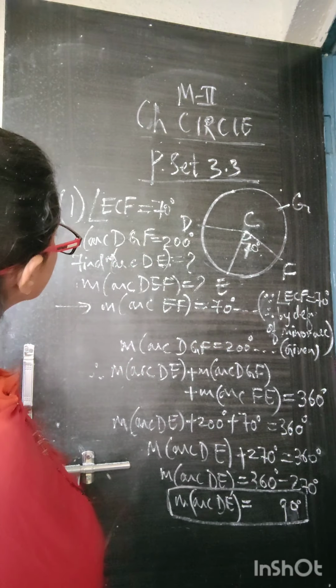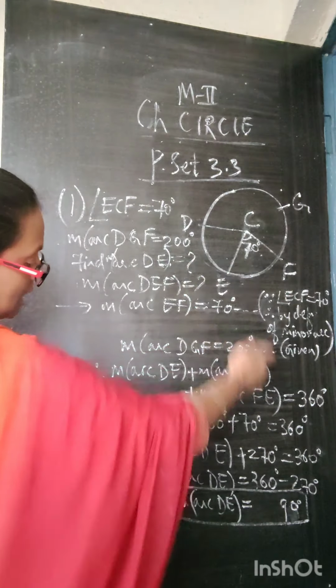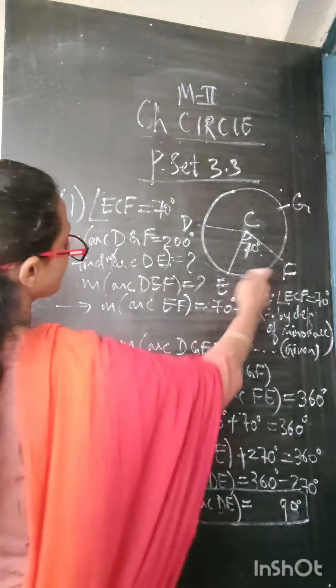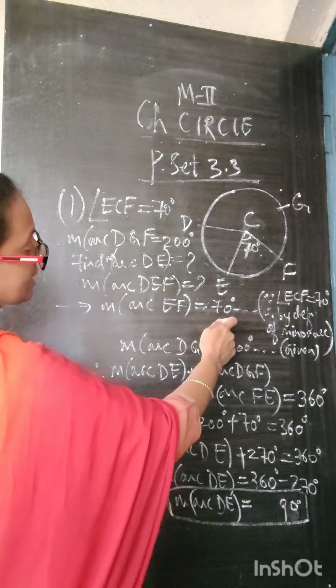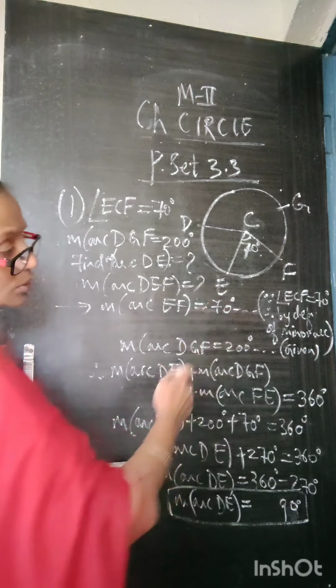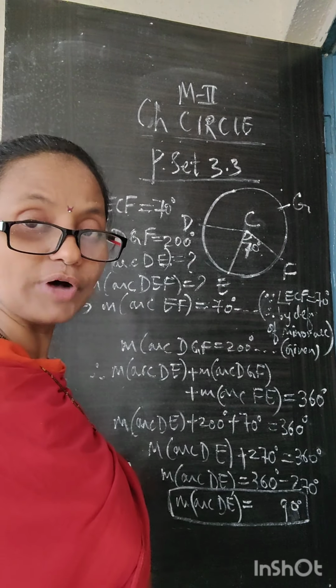For the second part, measure of arc DEF is how much? If I know DE, I have got 90 degree. I know EF already given. How much is EF given? We have found out 70. So EF I know, DE I know. So I can find out what is DEF by addition of the DE and EF arcs, right?